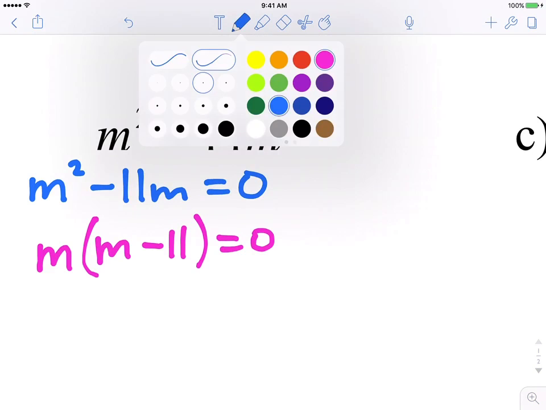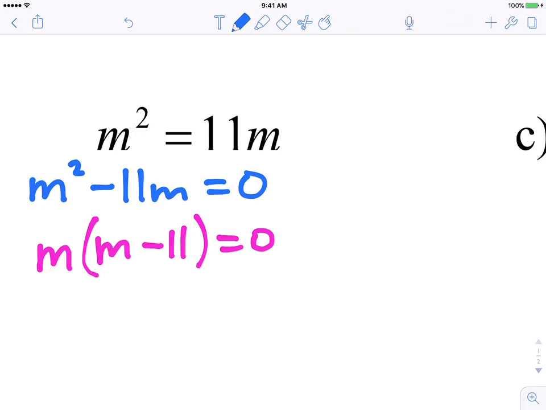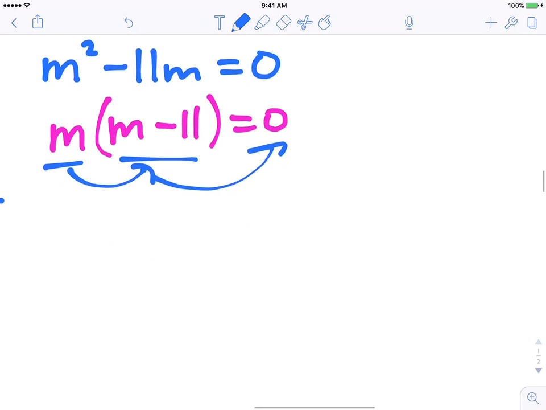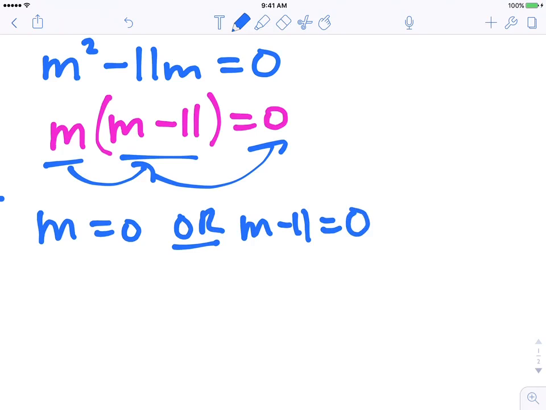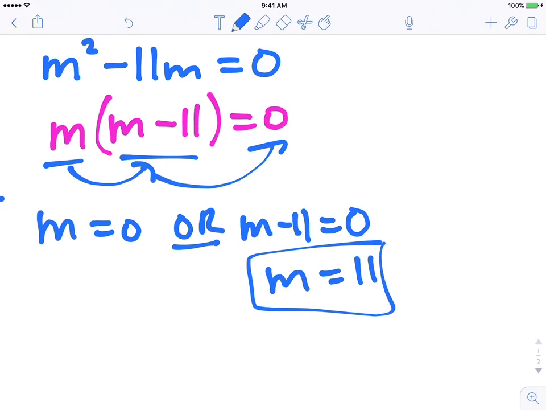Again, if this is equal to 0, then either m is 0 or m minus 11 is 0. One of those two must be 0 for them to multiply and have a product of 0. So we say m equals 0 or m minus 11 equals 0. If m minus 11 equals 0, then m is equal to 11. So our solution is either 0 or 11.